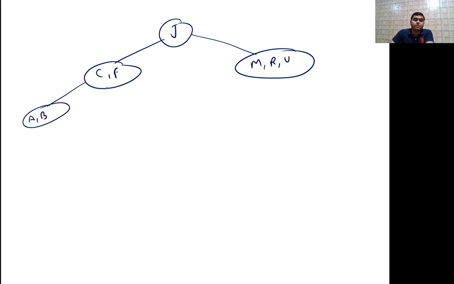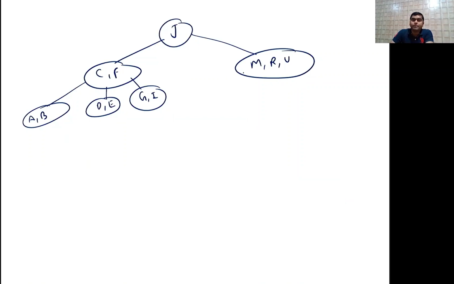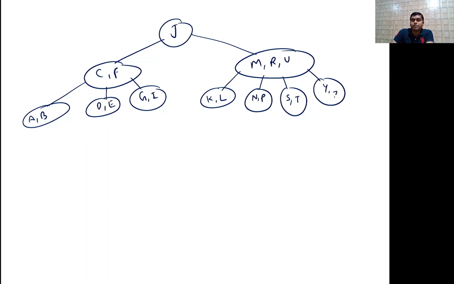AB, then DE, and then G and I. Okay, and left is KL and P, KL and P, then ST, YZ, ST and Y and Z. Okay, so this is the given tree.